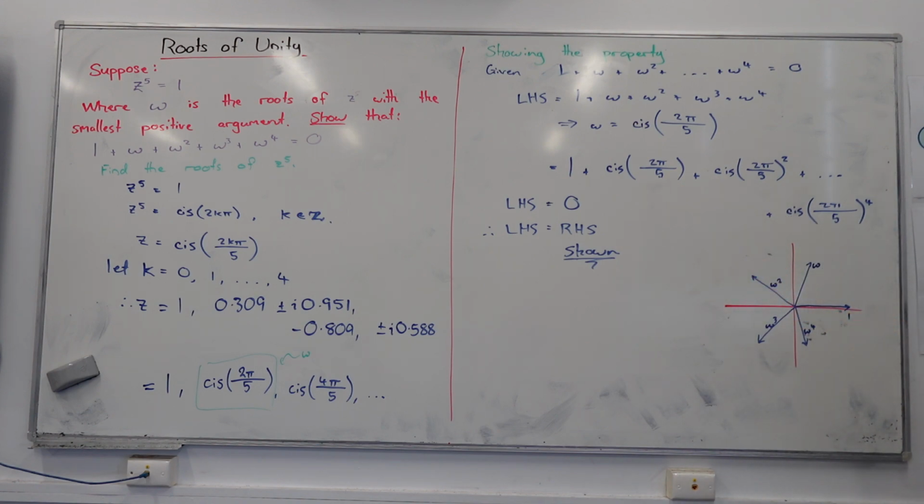So if there's a rotation from here to here of 2 pi on 5, when you square this, you're going to get another rotation of 2 pi on 5. So all we're doing is adding 2 pi on 5 every time. And that's why this is omega, that's omega squared, that's omega cubed, and that's omega to the 4. Can we see why these are now? Yeah. Okay, now here's the next piece of information.